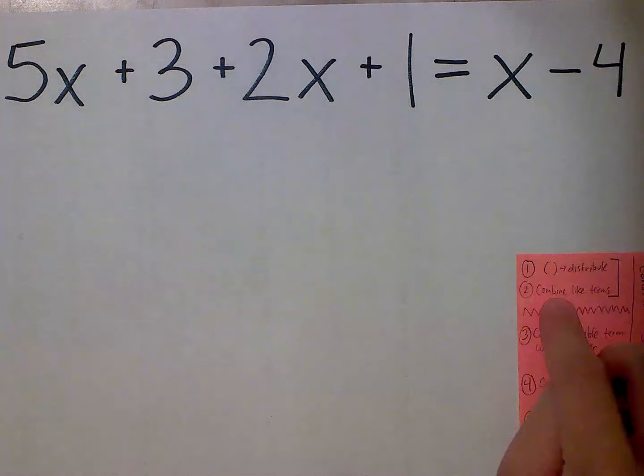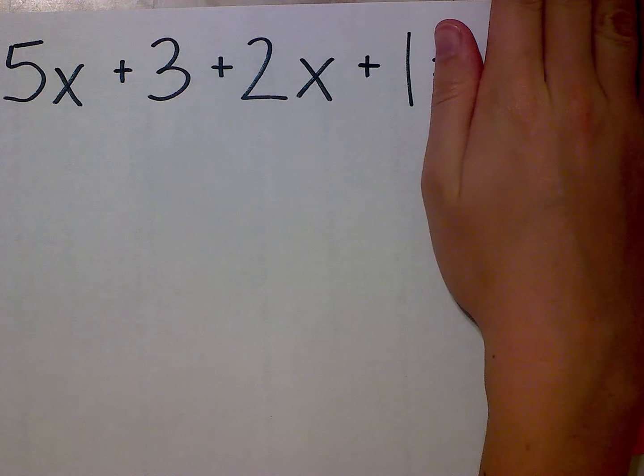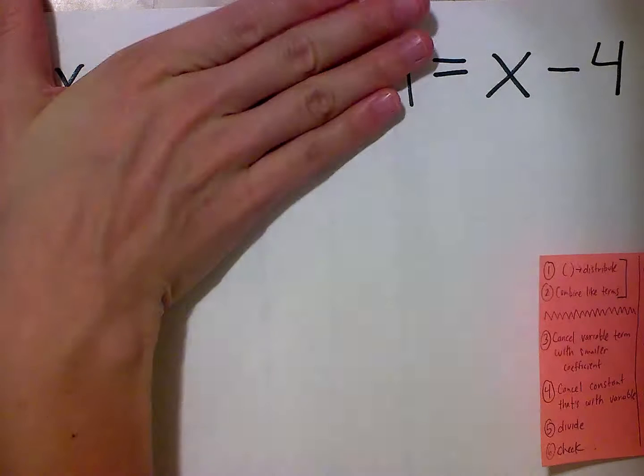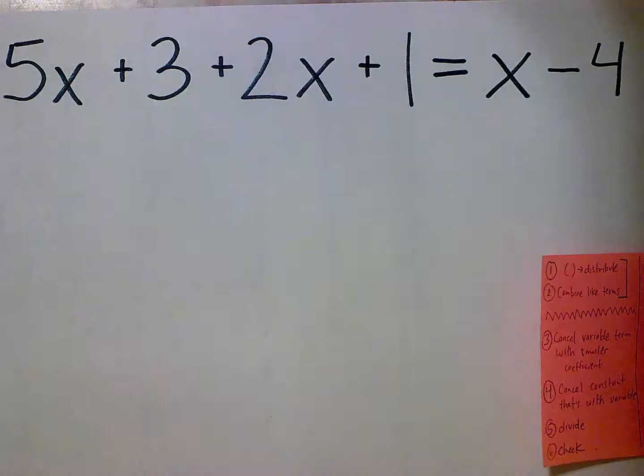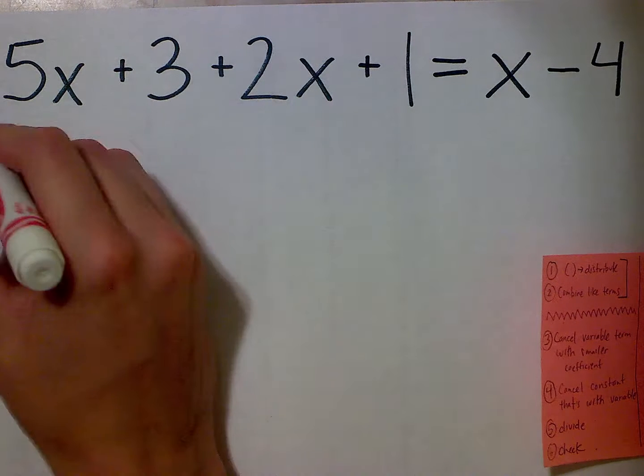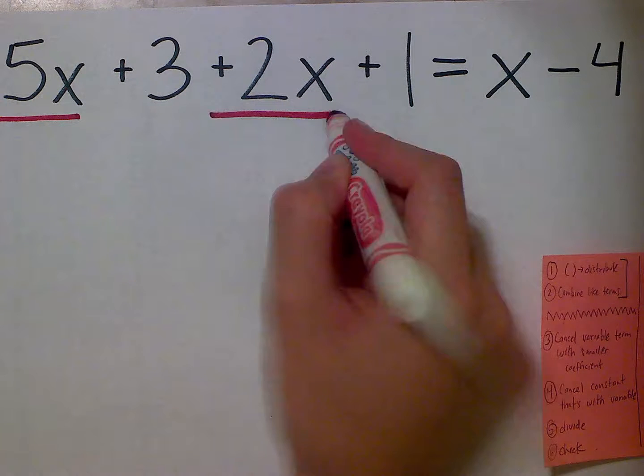So I ask myself, are there like terms on the left side? There are like terms on the left side, right? There aren't on the right side. X and negative 4 aren't like terms, but on the left side there are. So what are my like terms here? So let's see, negative 5 and positive 2 are like terms.